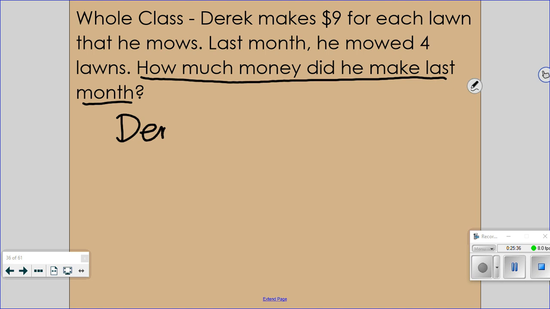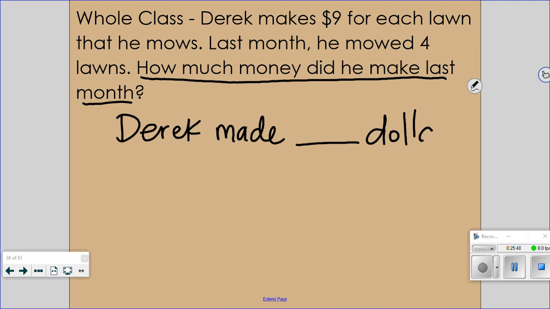Awesome. Derek made blank. Now typically we don't say money, but we'll say dollars, right? So I'm going to change it to dollars, but we know that dollars are money. Derek made blank dollars last month. If you have something similar, that's totally fine. If you don't have anything, then you are writing Derek made blank dollars last month on the inside.